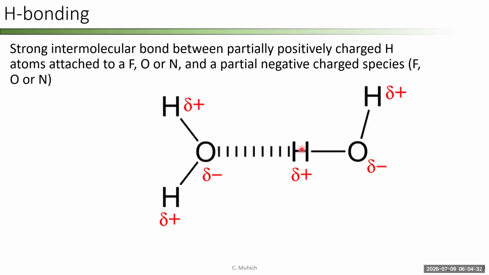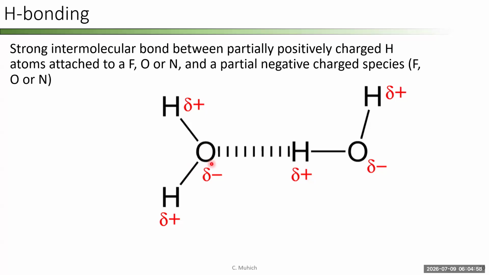And then we are left with this negatively charged oxygen and this positively charged proton. And so these form a strong intermolecular bond between the negatively charged oxygen and the positively charged proton. When this occurs, we call this a hydrogen bond because it's happening between this hydrogen and this partially negative species.